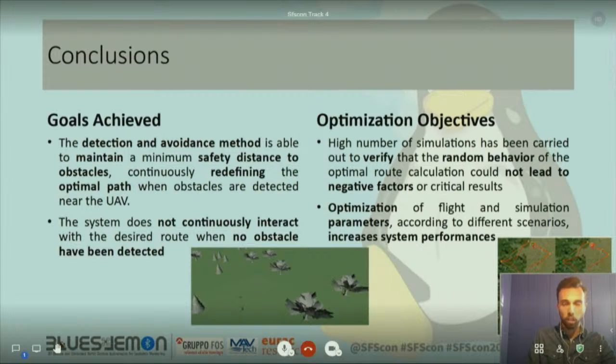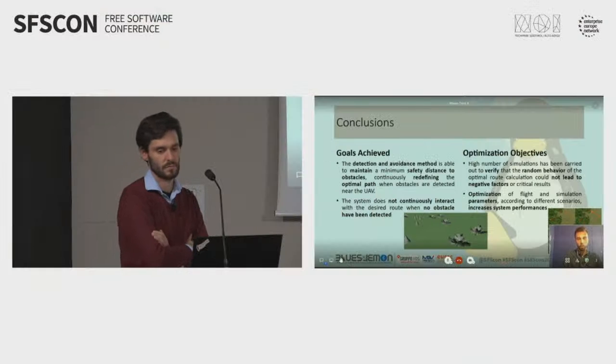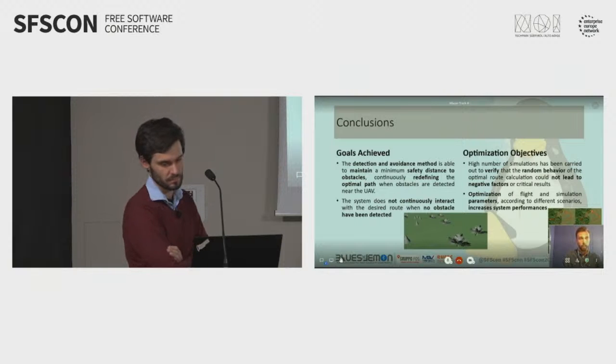We performed a lot of other tests to verify also the random behavior of the drone with optimal route calculation, and also not to lead to negative factors. The optimization of these simulation parameters increases the system performance a lot and let us have a good result at the end.